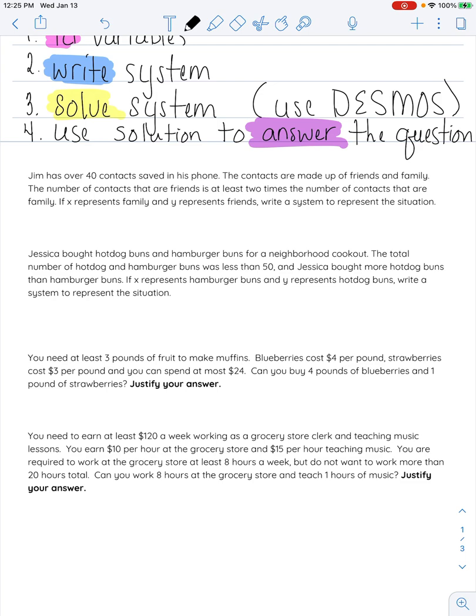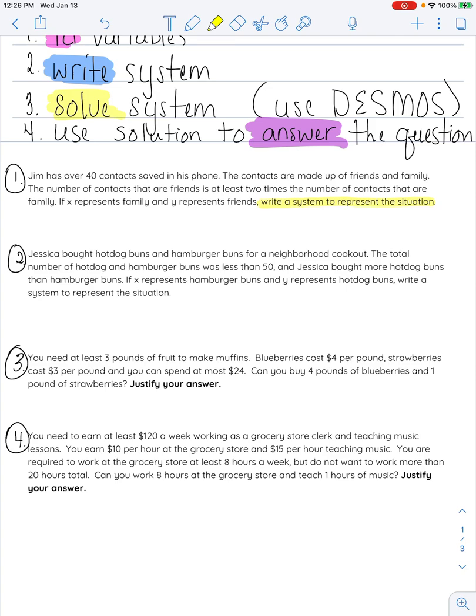So I have 4 examples here for you. Number 1, 2, 3, and 4. Remember, anytime I'm faced with a word problem, the first thing I do is skim through it, looking for the question or what it's wanting us to do. Jim has over 40 contacts saved on his phone. The contacts are made up of friends and family. The number of contacts that are friends is at least 2 times the number of contacts that are family. If X represents family and Y represents friends, write a system to represent the situation. So that's all I have to do for number 1.